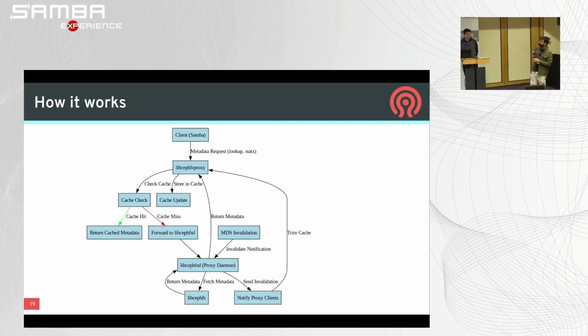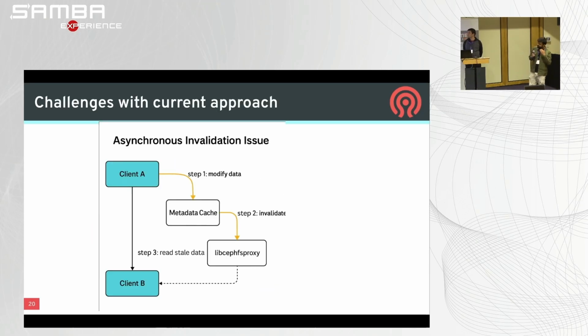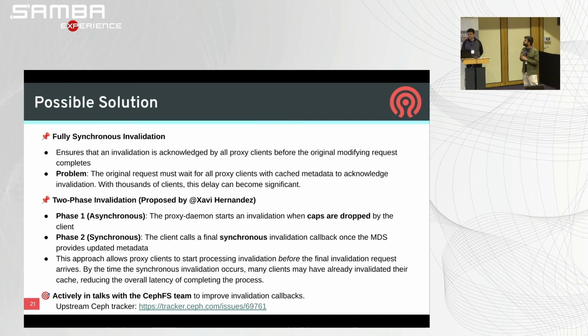But this is not a perfect model, I would say. The next slide, please. Since it's asynchronous in nature, once you modify and then invalidate, what if there is another client that wants to request the metadata, and the invalidation has still not happened for all the clients? Then client B will be reading stale data, and that's not something we want for the user to read. For that, next slide, please.